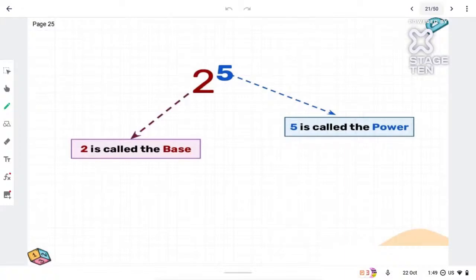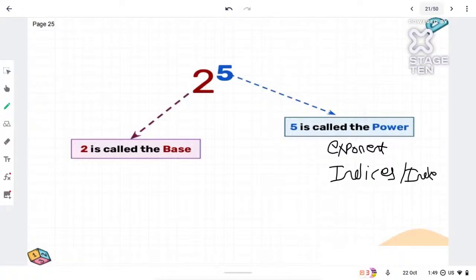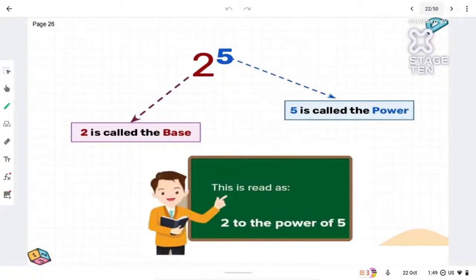Yes, correct. Very good, Deepa. 5 is known as the power. It is even known as the exponent. It's even known as indices, or index. It is also known as that. So that is the configuration, you can say. If I have 2 raised to 5, you read it as 2 raised to 5. 2 is the base, 5 is the power or exponent, anything you can say.